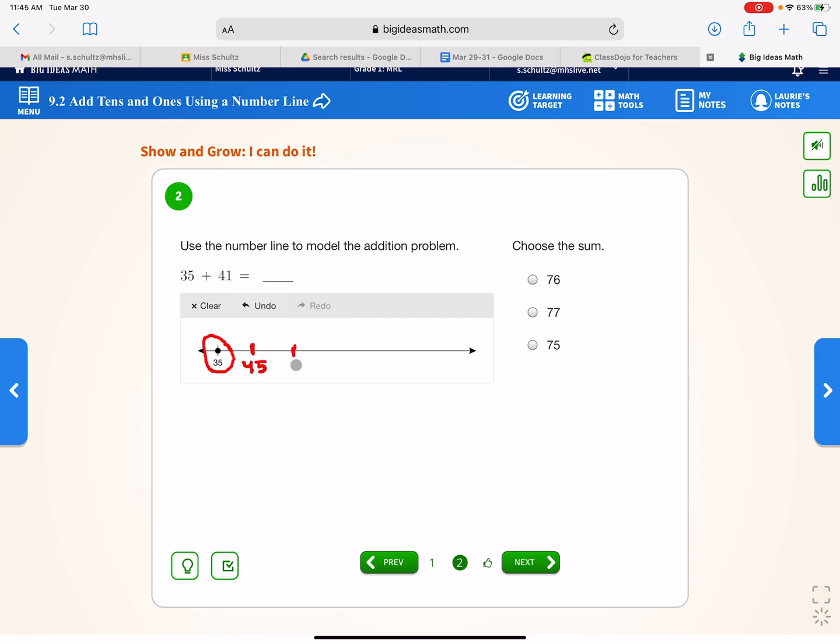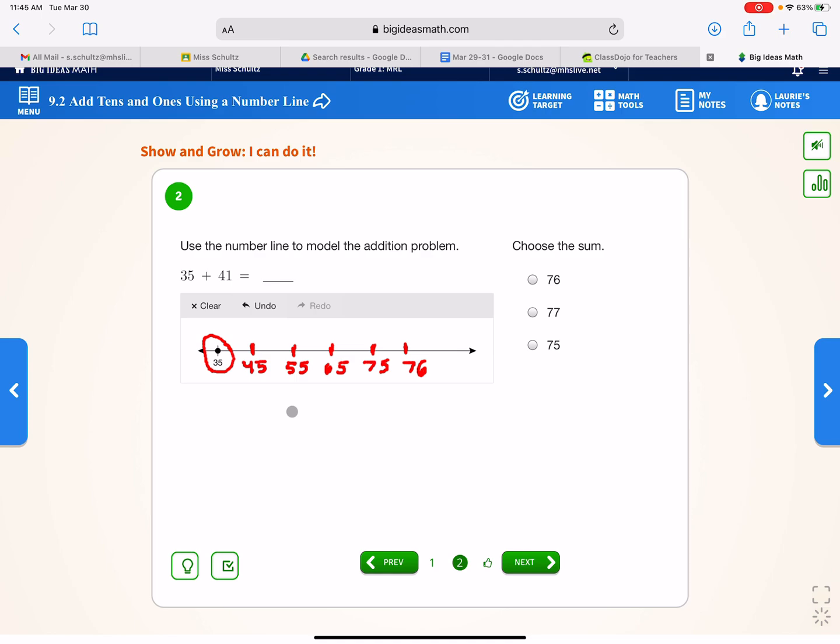And then what's next after 45? 55. And then we have 65. And then we have 75. Okay, so I counted up by tens 4 times since 4 was in my tens place. But since I have 1 left over in my ones place, I'm just going to put 1 more up. So if we add 75 plus 1, we would have 76.